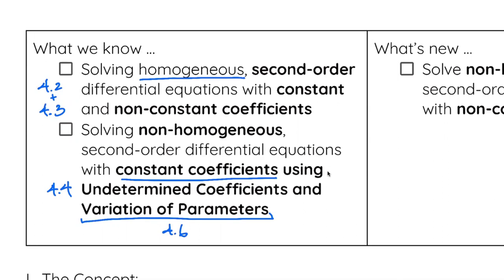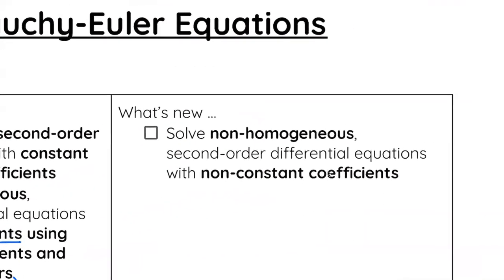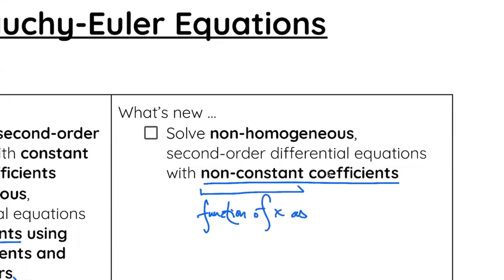And we are now in the very last section that we're going to cover in chapter 4. And so in the Cauchy-Euler section, we're going to be taking a look at solving non-homogeneous second order differential equations with non-constant coefficients. All right. And so we are moving away from the idea that the coefficients are constant, and rather we're going to have some sort of function of x as the coefficient. Okay.